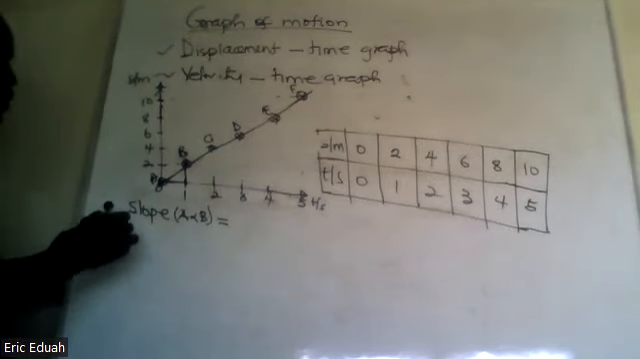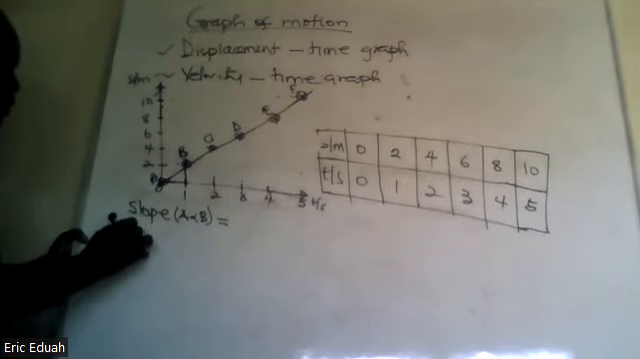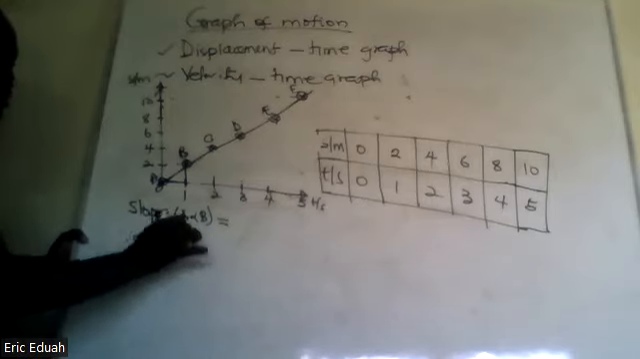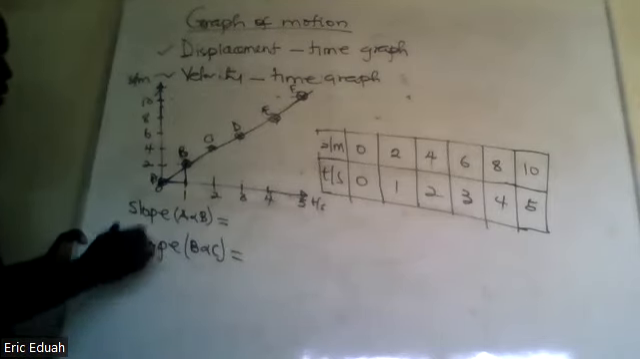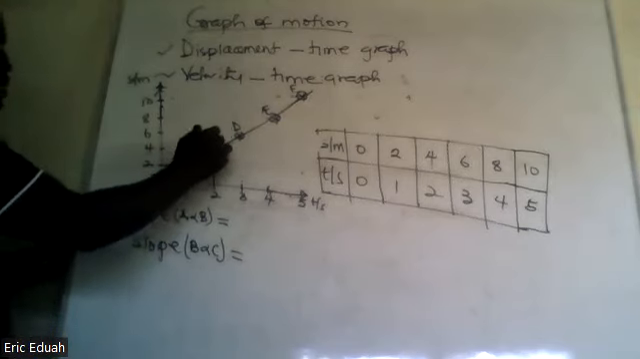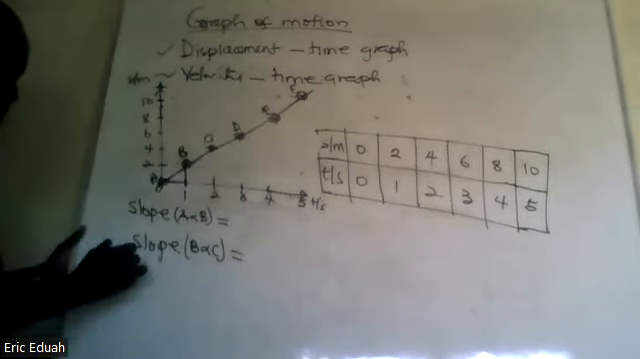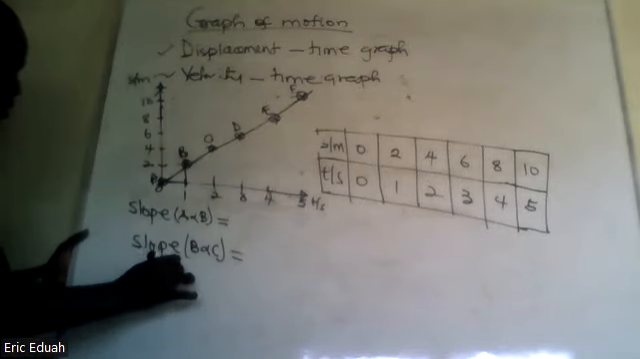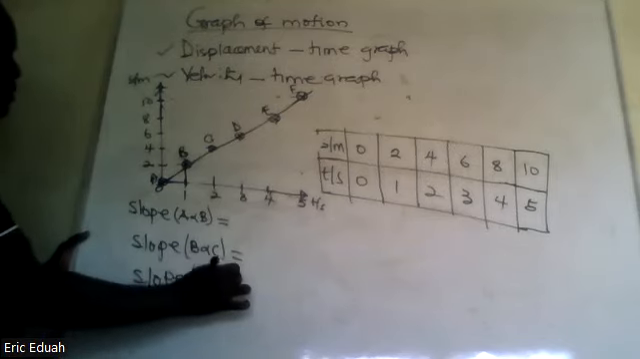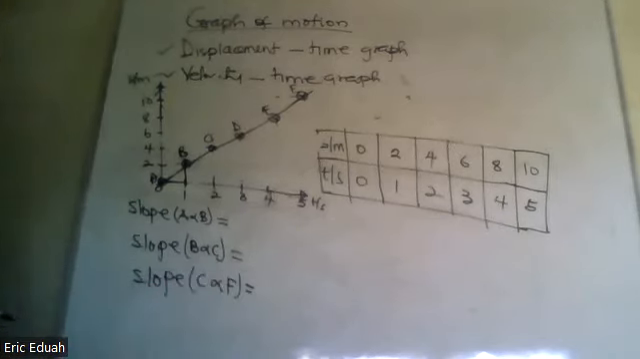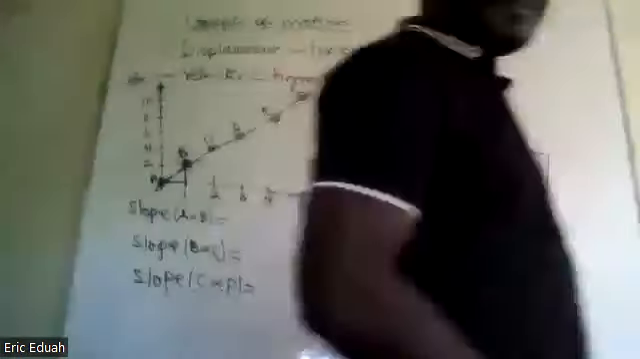Then Immaculate, you have to help me find the slope of the points B and C. Kenneth, you are to help me find the slope between C and F. Did you get your task? Yes, sir. Okay, so start work. Within 1 minute, it must be ready.